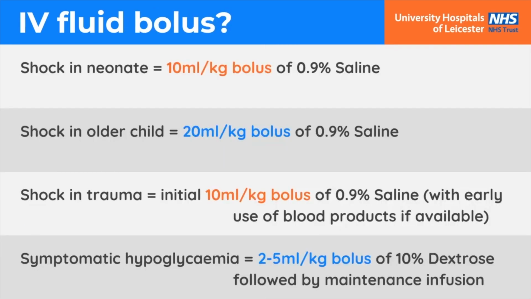If you need to prescribe an IV fluid bolus, then the question why helps answer the question what. For example, if we're treating shock in a neonate, then we would give 10 mL per kilo boluses of normal saline. In older children, we would give 20 mL per kilo of normal saline. In trauma, we might give 10 mL per kilo of normal saline, but we would want to use blood products as soon as they are available. In hypoglycemia, we would give 2 to 5 mL per kilo boluses of 10% dextrose, followed by a maintenance infusion.